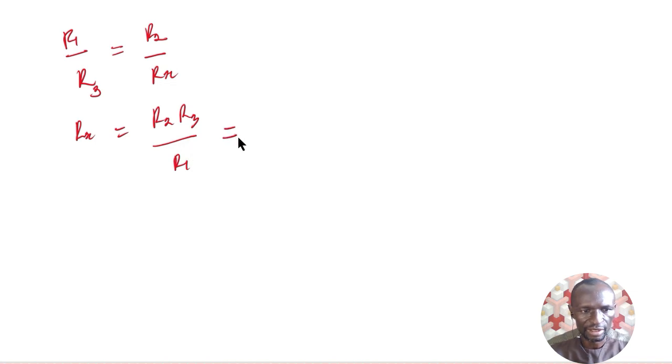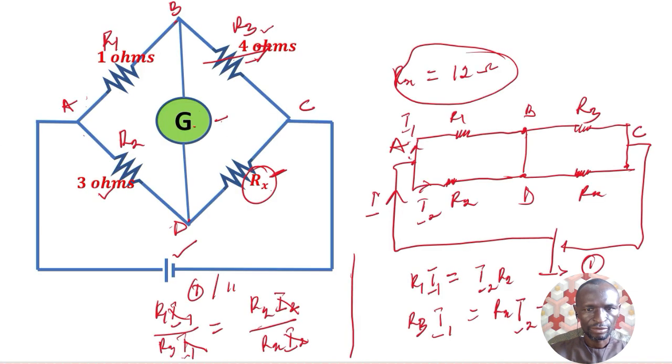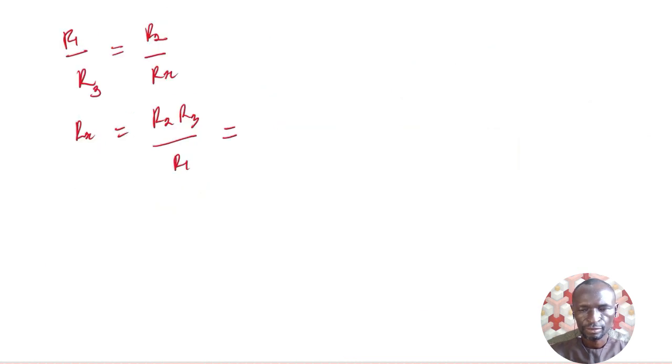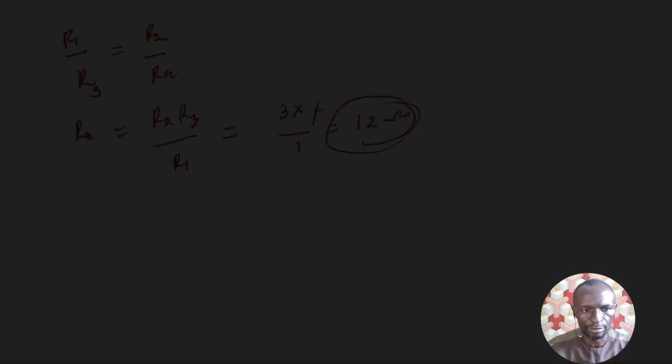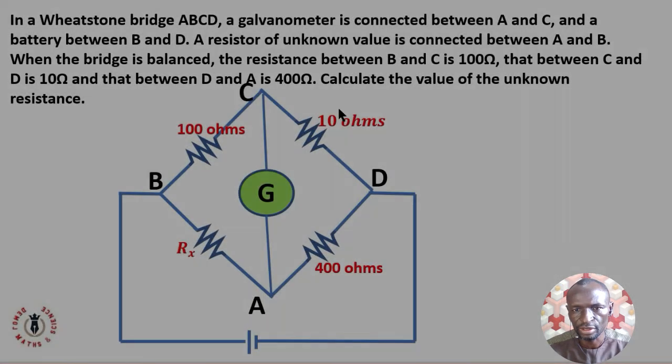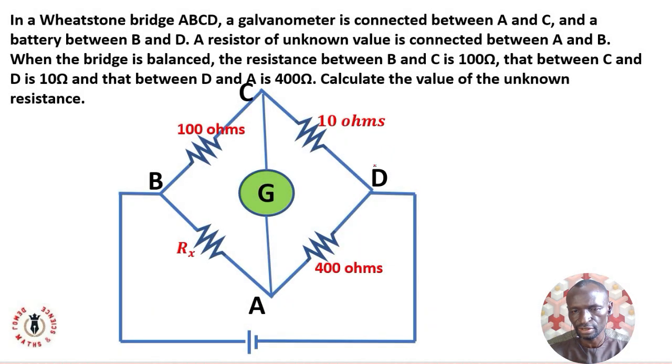Now let's put our figures in here. From this, we have R1 to be 1 ohm and R3 to be 4 ohms. That means my R2 also is 3 ohms. That's 3 times 4 over 1, which is equal to 12 ohms. You can see that's 12 ohms. Let's take an example. I'll advise you pause the video at this point and try your hands on this example.